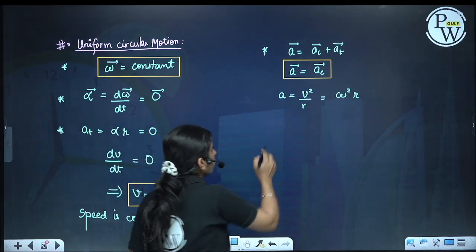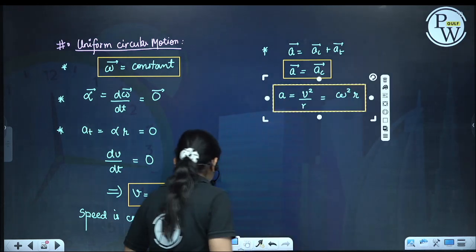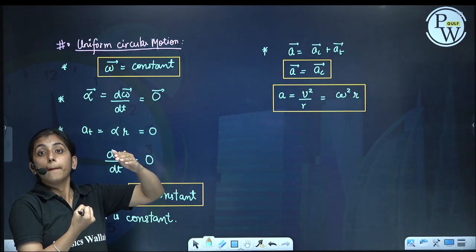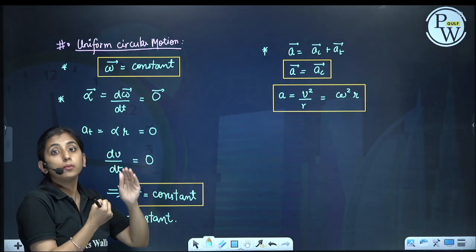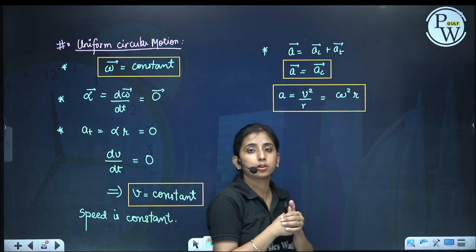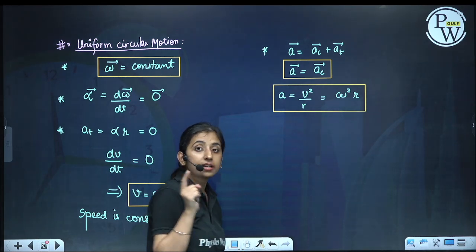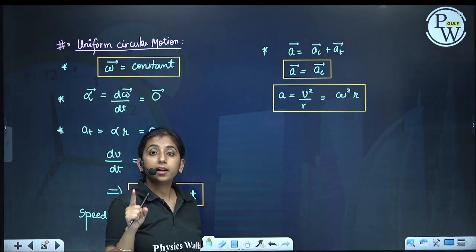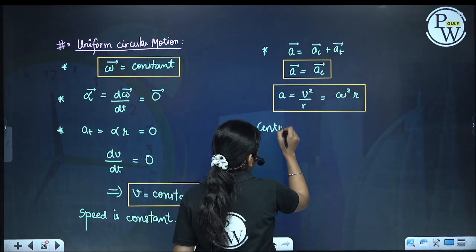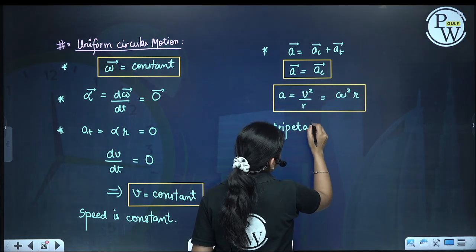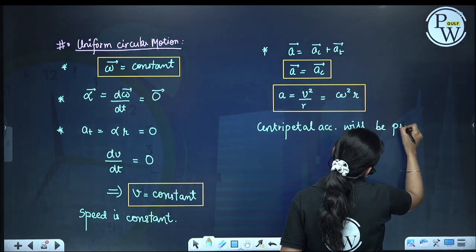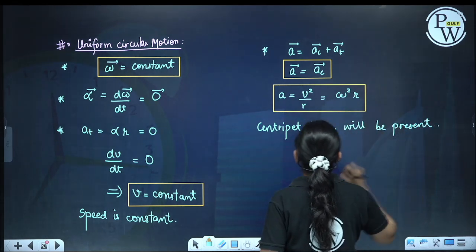Centripetal acceleration will still be acting. Centripetal acceleration is a necessity for circular motion. We need to pull the body towards the center, then only it will take a curve, otherwise it will fly off along the tangent. So centripetal acceleration is a necessity for the particle to move in a circular path, and it will be present as a constant.